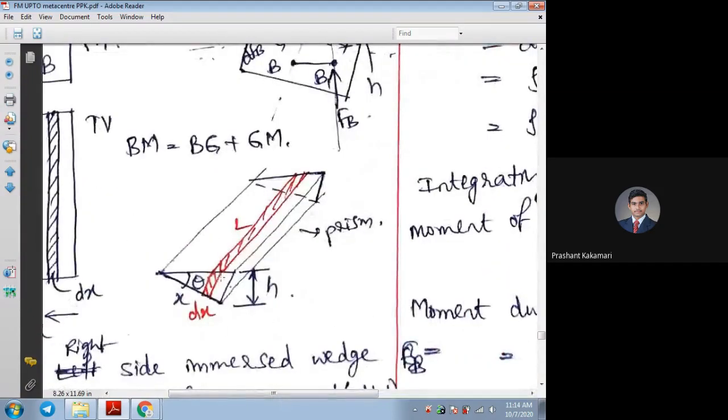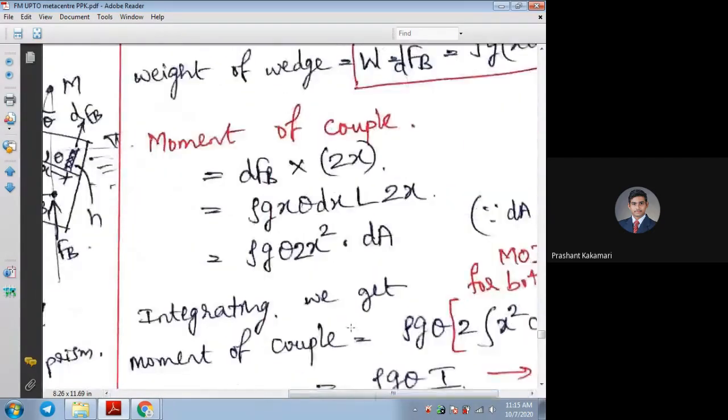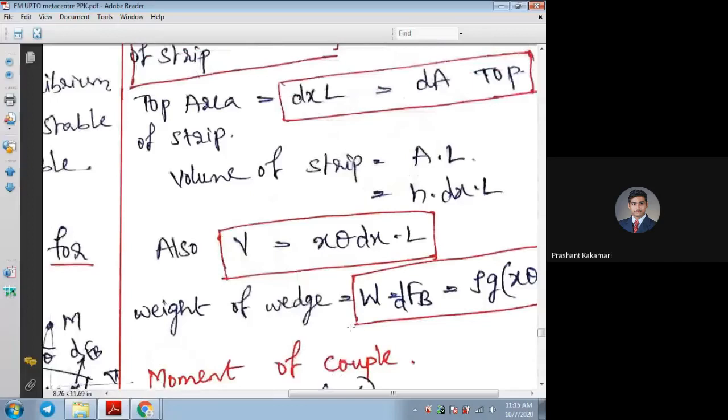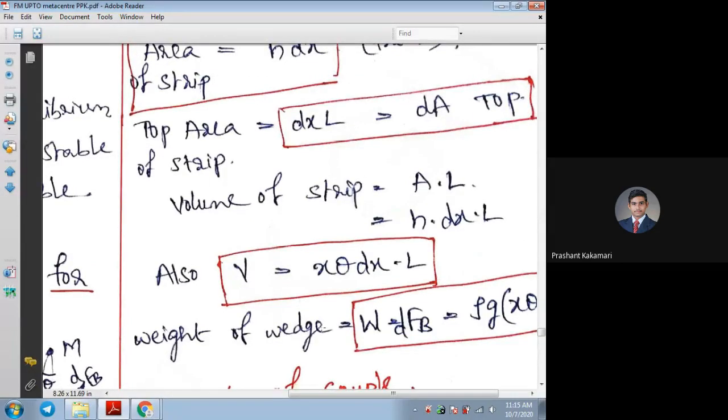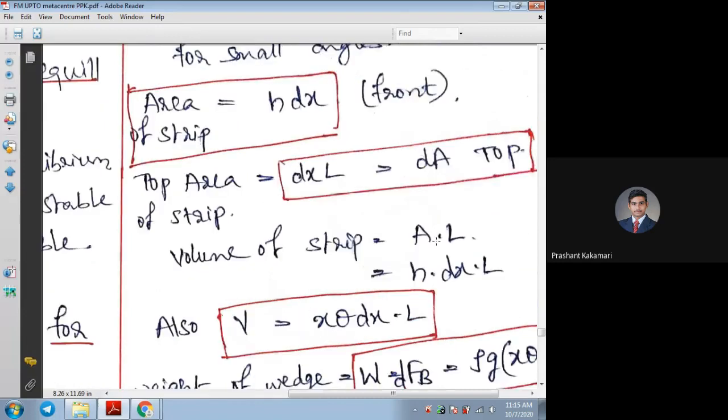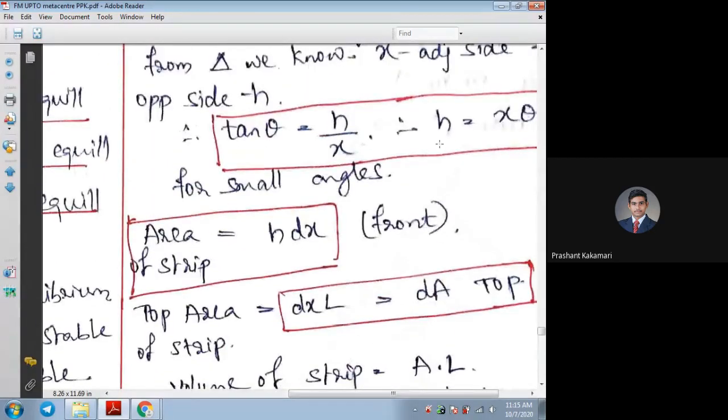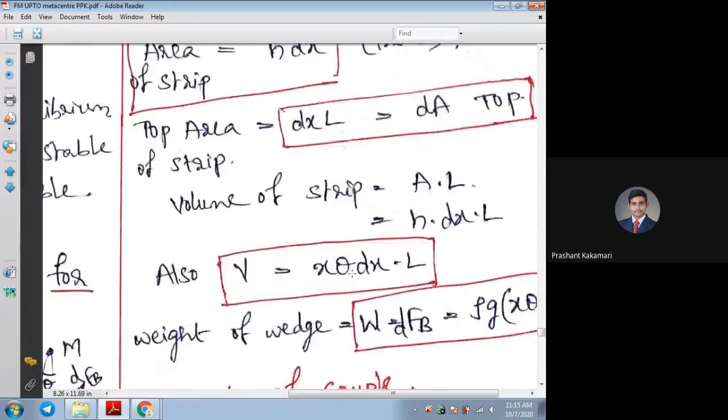Once again you can recall, the volume of this small strip for the entire prism, I can write it as dx into L into height, width into height into length. That will become the volume of the small strip in red color. What is shown in the red color is the small strip volume. So this can be again substituted. We already know the h value here. H we have written as x tan theta for the triangular prism. So h I will replace here with x tan theta, dx into L written as it is.